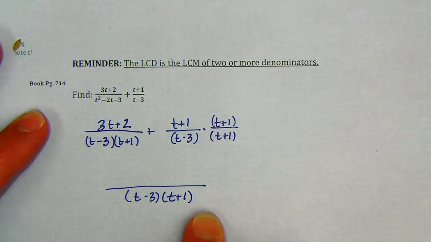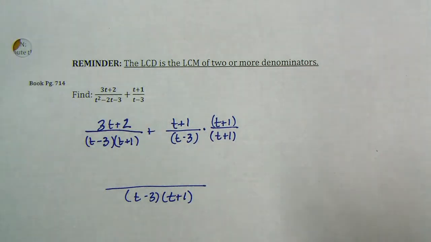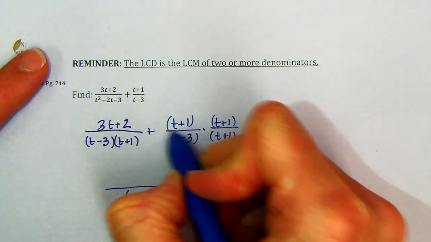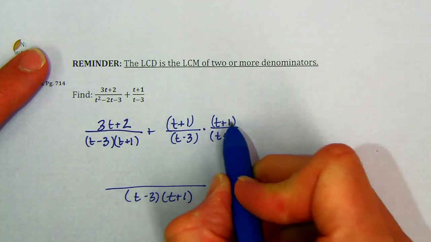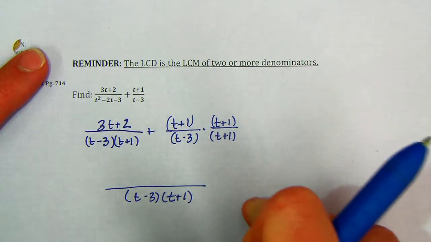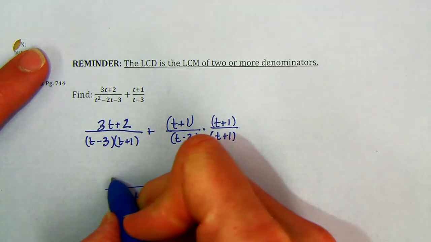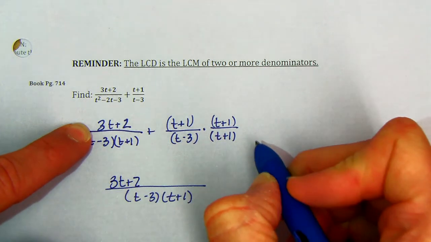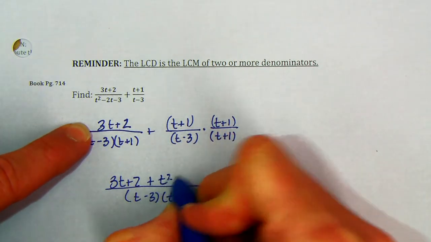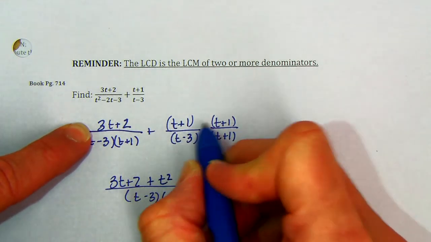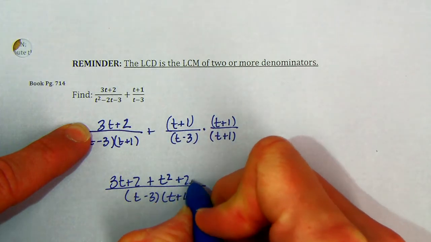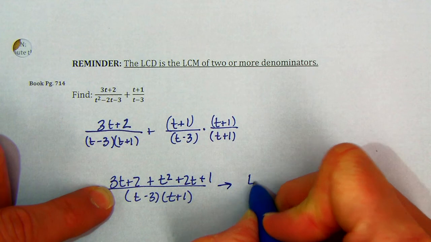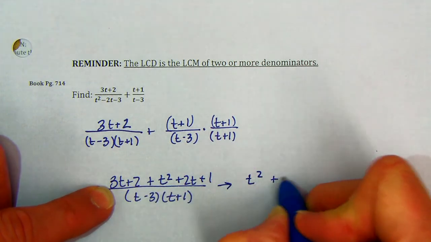But remember, when you multiply these two binomials in the numerator, it's a FOIL, first outer inner last. So the 3t plus 2 in that first fraction stays there. Then I have a t squared. I have a 1t and a 1t, so a plus 2t, and then 1 times 1 is 1. Combine like terms, t squared plus 5t plus 3 all over t minus 3 times t plus 1.